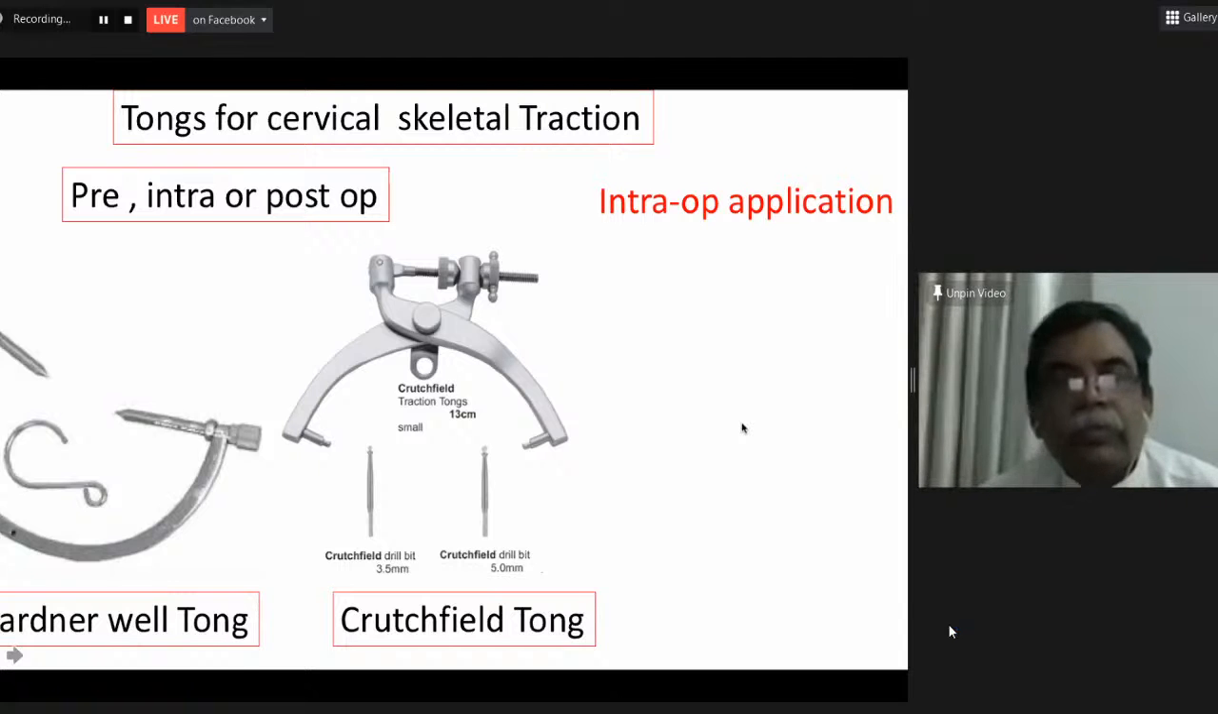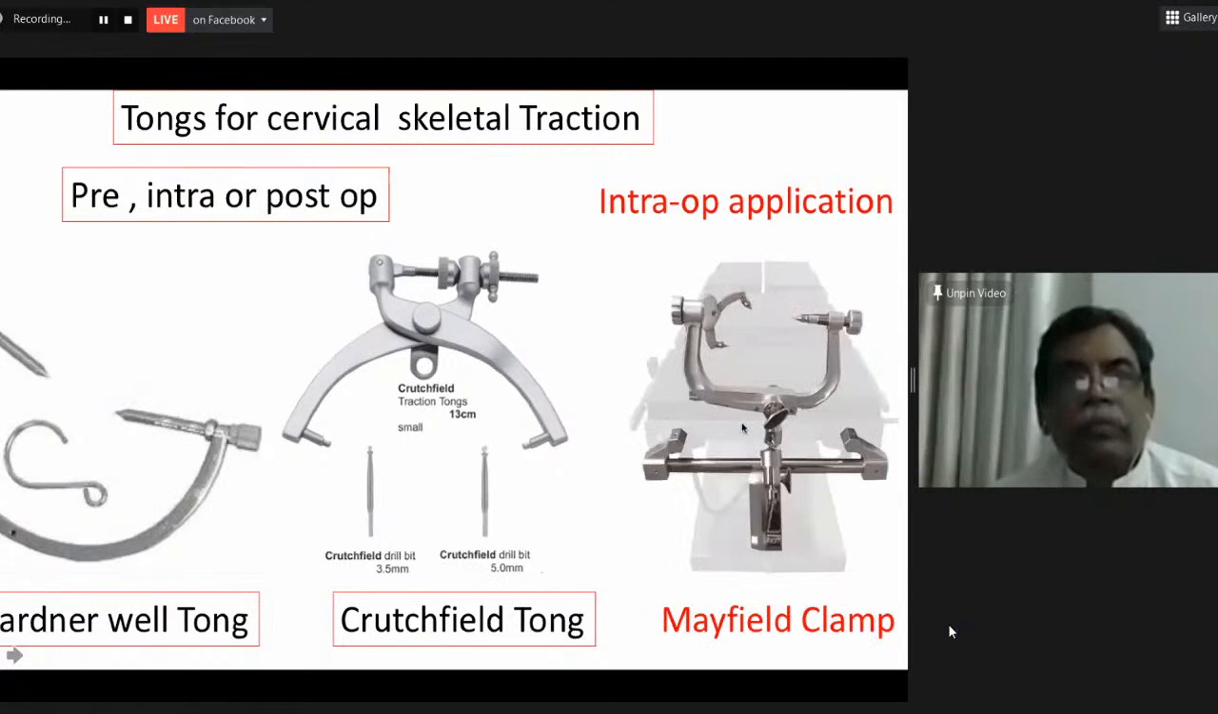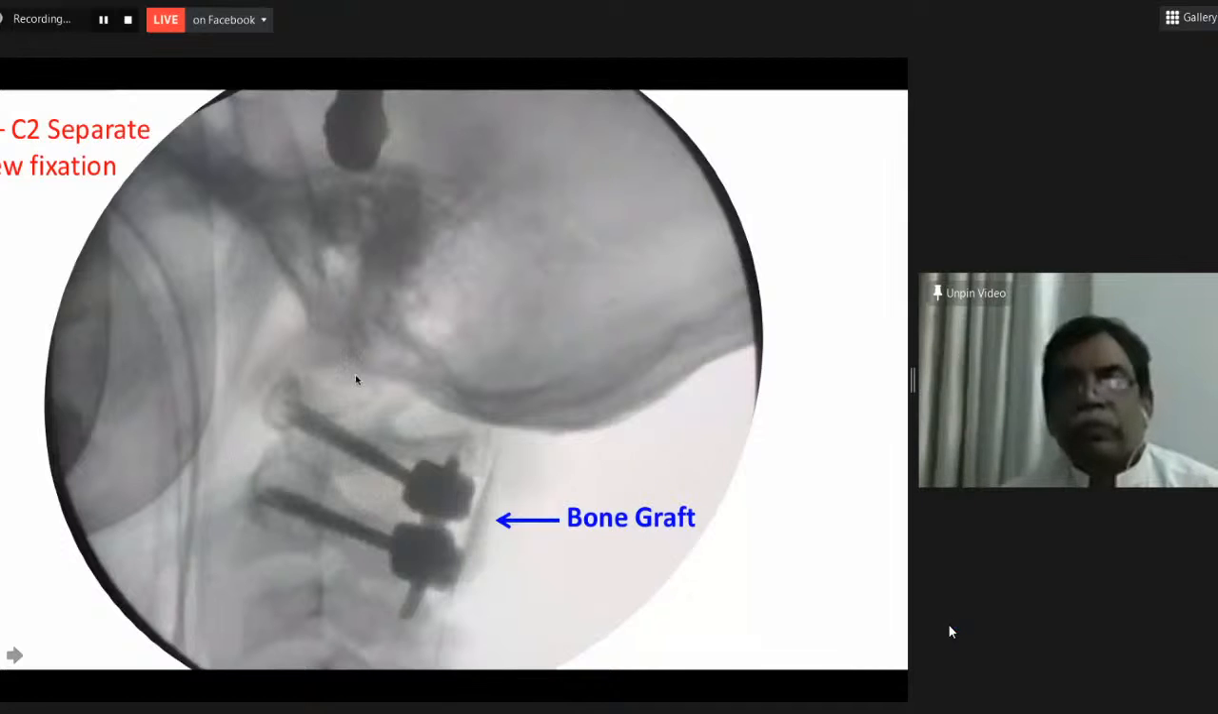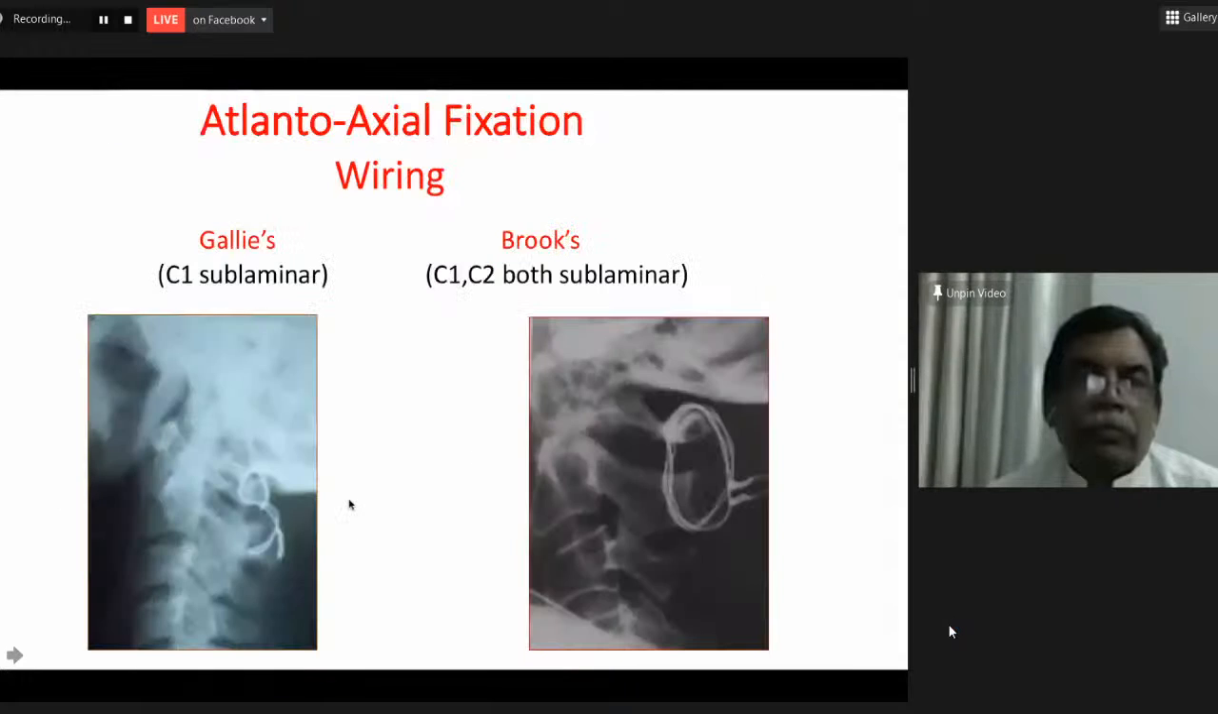Now, another clamp which can be used is the Mayfield clamp, and intraoperatively we usually use this Mayfield clamp. And there are different examples. You should know what the different fixations are. There is the transarticular screw, which has been supplemented with posterior Gallie fixation. When you are not able to achieve the reduction, then C1 and C2 screws can be fixed separately, and one can fuse this area posteriorly. For wiring in the atlantoaxial region, one can have a Gallie fixation where the sublaminar wire is only in C1, while in Brooks fixation, the sublaminar wire is in C1 and C2 both.